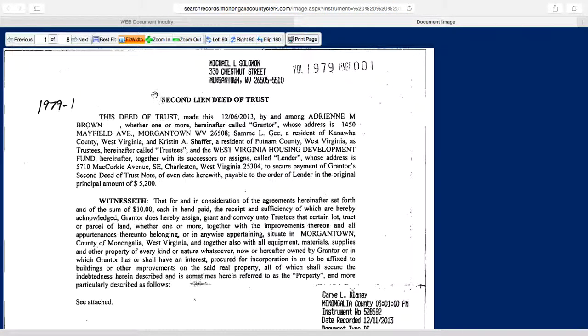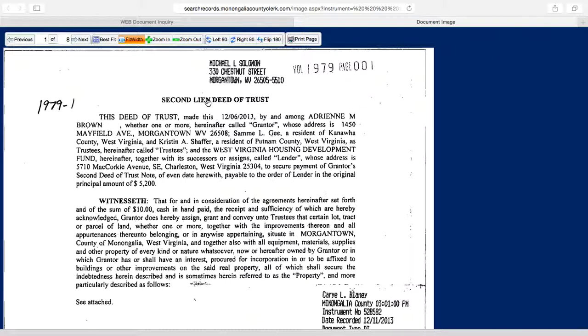And this deed of trust was made between Adrienne Brown and the West Virginia Housing Development Fund, who is the lender. So she borrowed $5,200 from the West Virginia Housing Development Fund, and it is a second lien deed of trust. So in order for her to come up with the entire amount of money to purchase that property, she had to borrow money both from WesBanco and from the West Virginia Housing Development Fund.